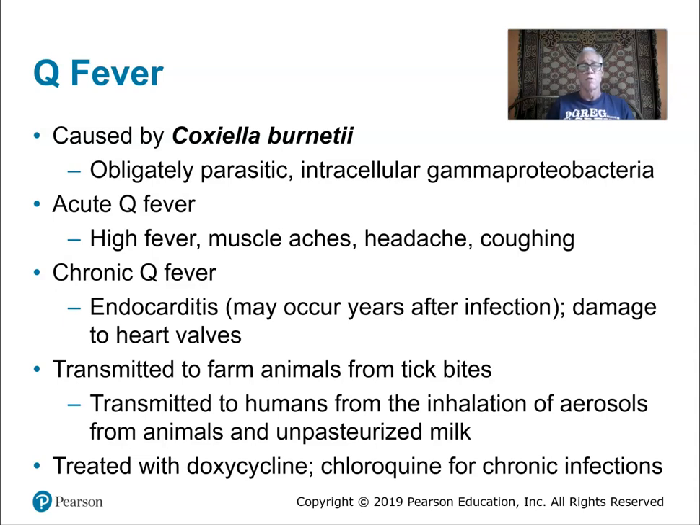And so transmitted from farm animals, from tick bites, transmitted to humans in the inhalation. So farm animals acquire it by tick bites, and then it gets aerosolized and floating in the air, and you can contract it that way from farm animals or from unpasteurized milk. Drinking unpasteurized milk, get Coxiella if there's infected animals. Treated with doxycycline or chloroquine for chronic infections.